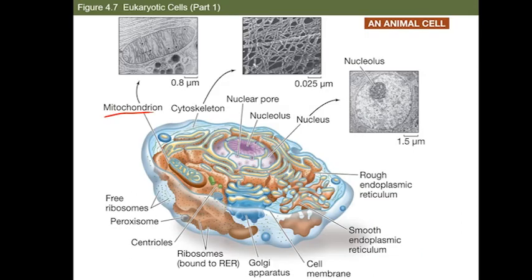So here's the mitochondria. Remember, there's a meme about it. It's the powerhouse of the cell. Your cytoskeleton is your cell skeleton. You have your nuclear pores, which just allow things to go in and out of the nucleus. The nucleolus, where ribosomes are made. The nucleus, that's where our DNA is.